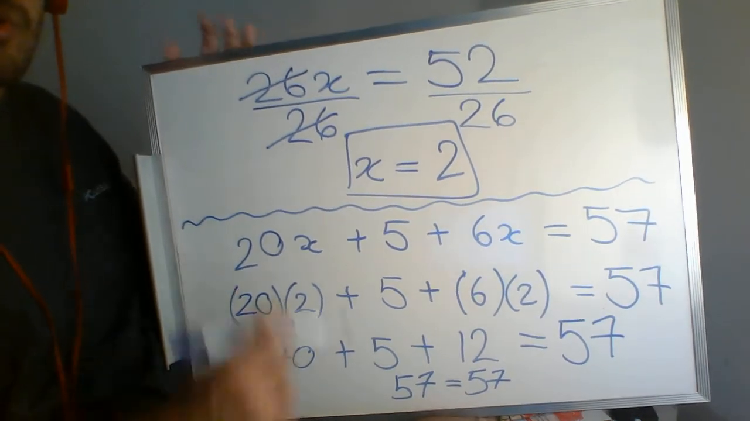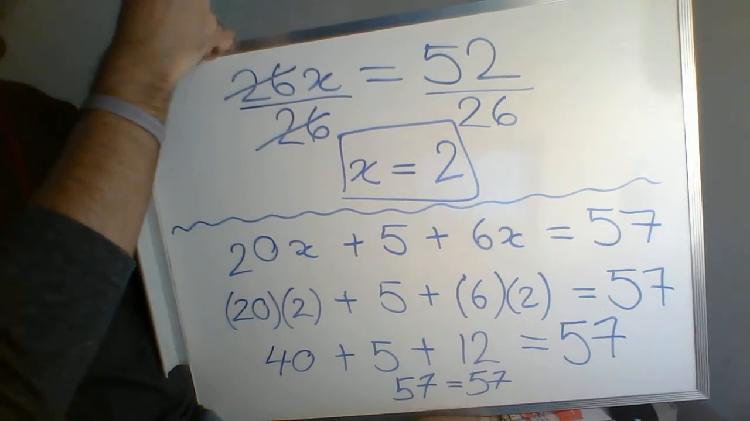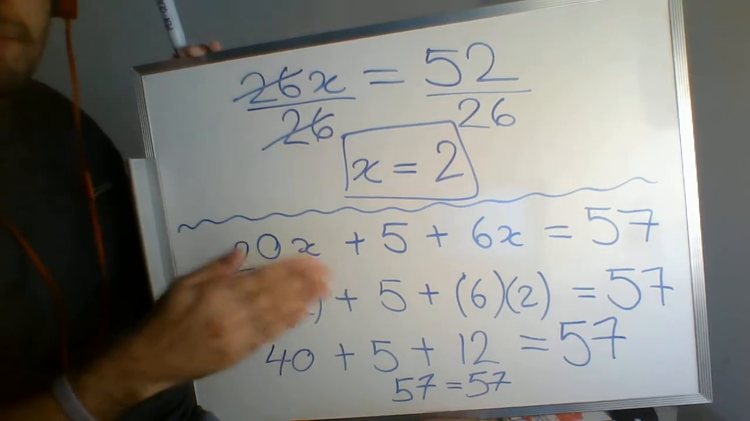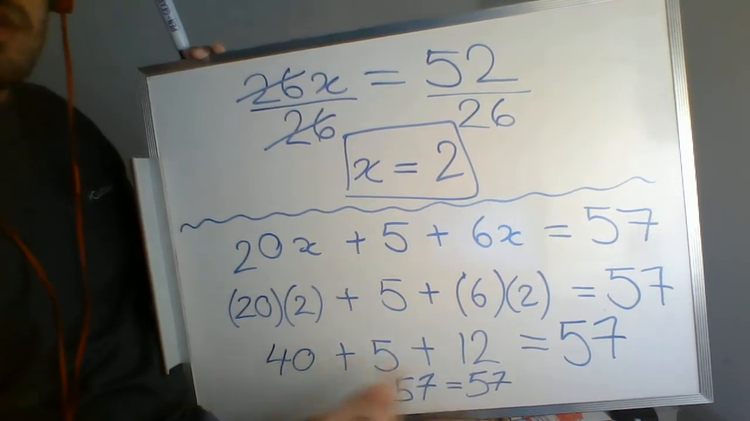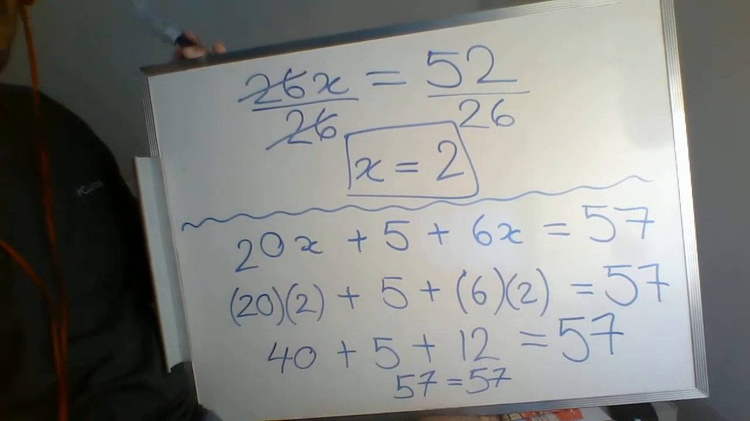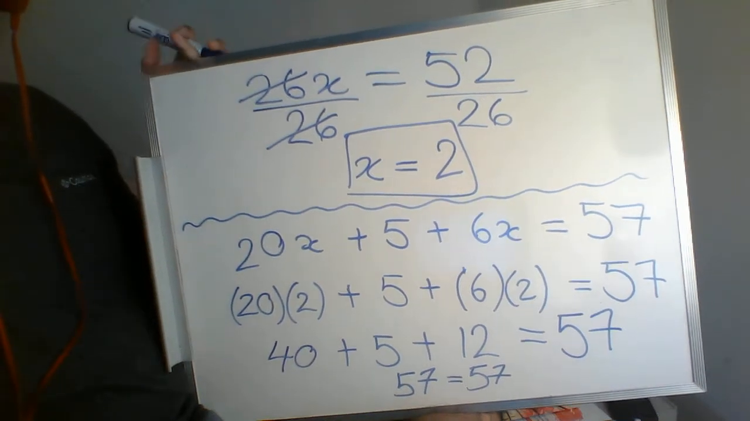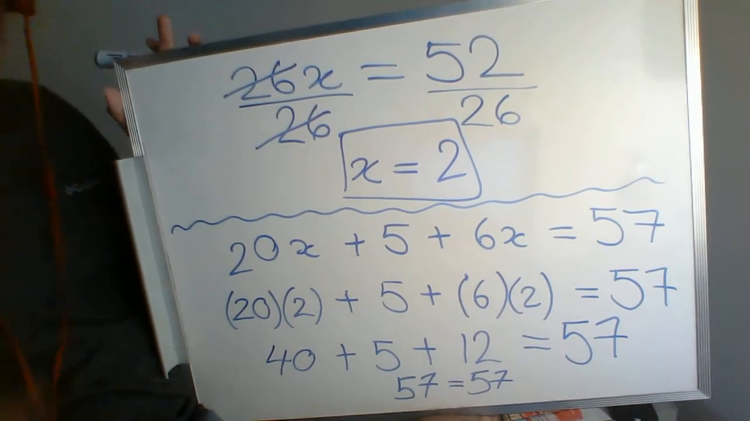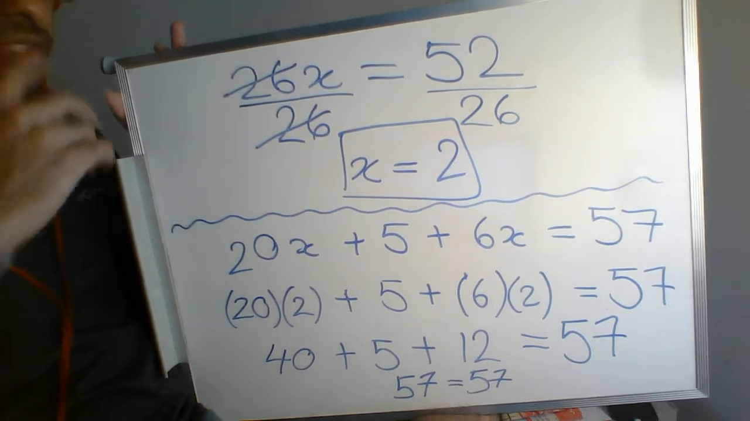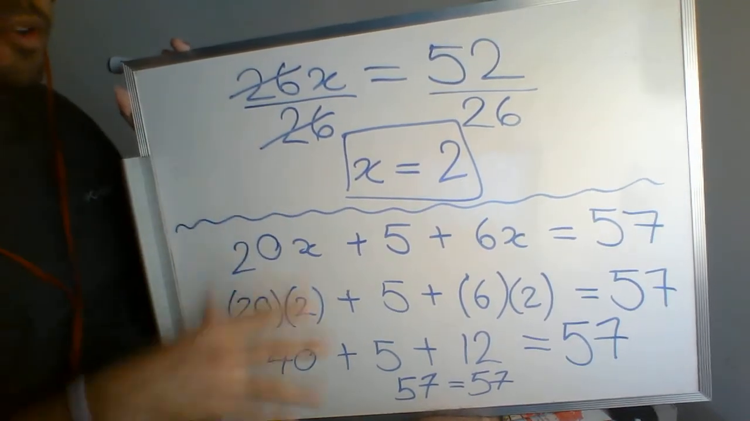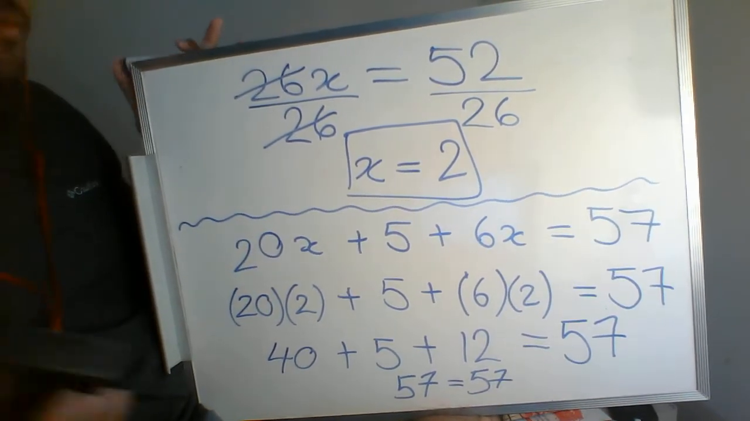So that's our quick way to check our final answer: plug that value back into the original equation and see if the two sides are actually equal to one another. Alright, so that's the way we can solve for x. That's what we spent most of this time doing, and then going back and checking our answer.